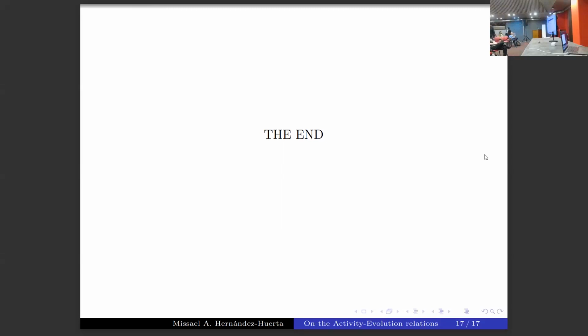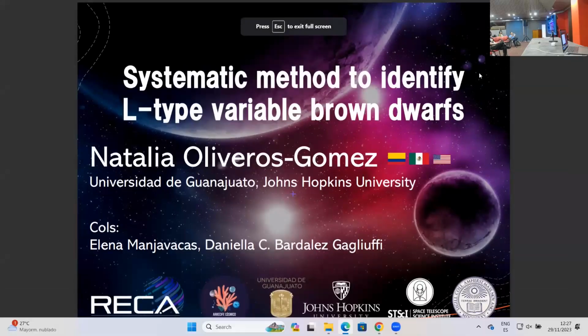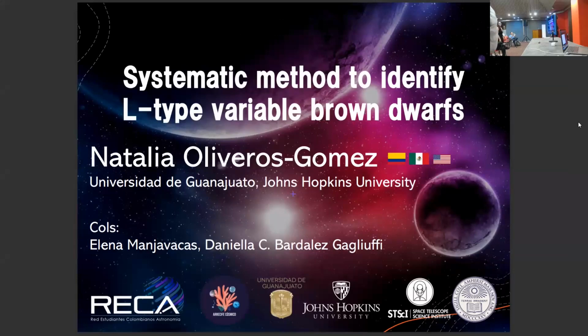Okay, so coming up, the next speaker of this session is Natalia Oliveros-Gomez. Perdón, sorry, Natalia Oliveros-Gomez. And she will talk about systematic method for identification of L-type variable brown dwarfs.